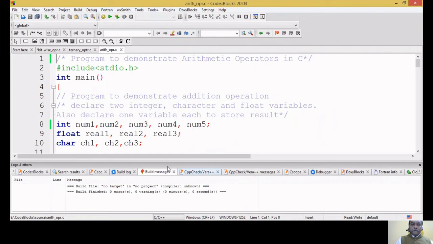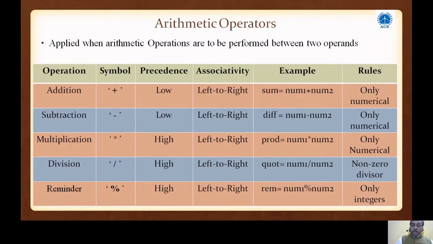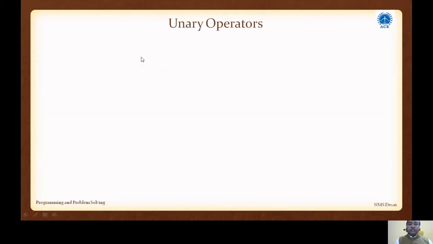Now, we'll take the next kind of operator. We'll go to the next slide. What is the additional point that we have to learn here? We'll go to unary operators. The next operator is the unary operator.